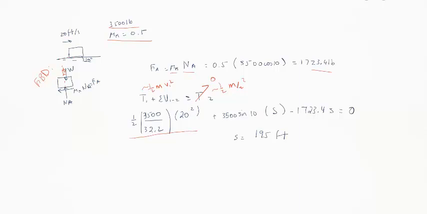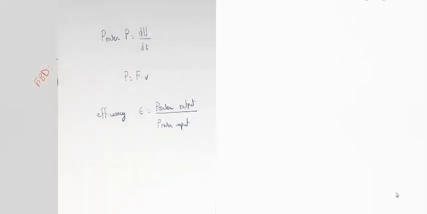So the only forces in the direction of the body are the friction and the weight. For the weight, we have to take the component that is parallel to the surface. So it's 3500 sine 10 times the distance s minus the friction times the distance s. So we get s to be 19.5 feet. This is a very simple problem just to get a better idea.